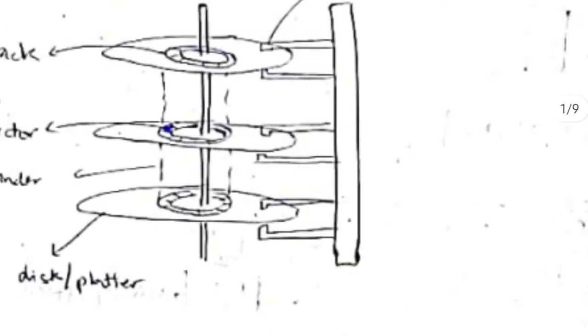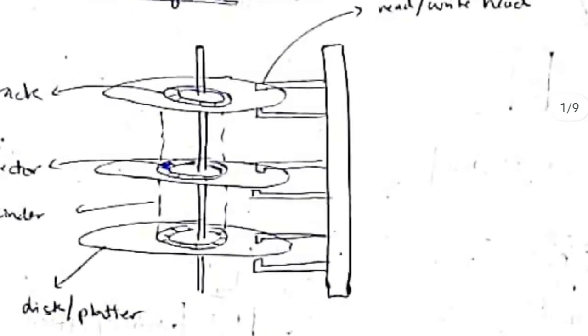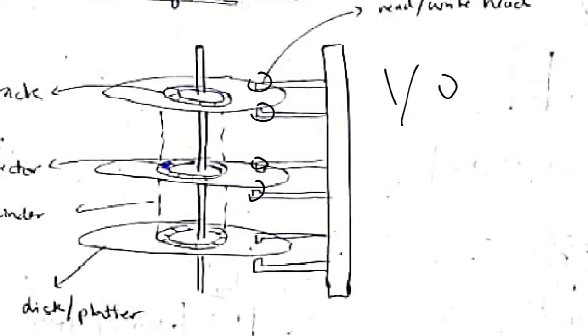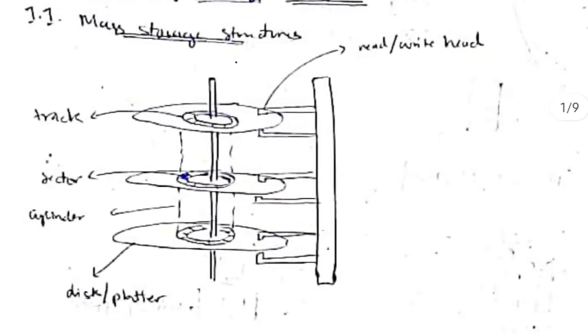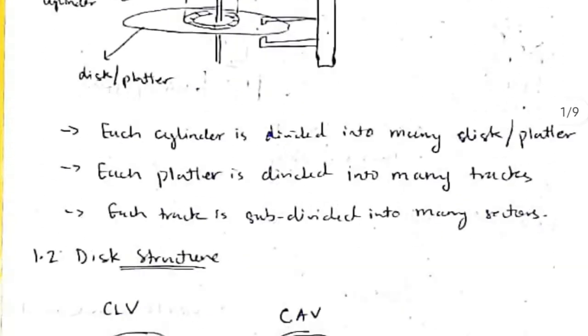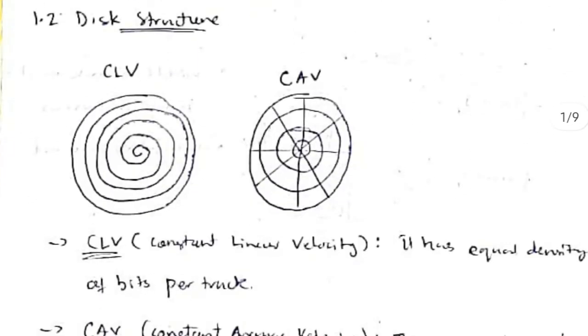And one more thing which we need to know is the read and write head. Okay, these are the heads which are connected to the CD, due to which we can either write or read. Okay, so this is the structure of the magnetic disk secondary storage. Okay, so let's discuss what is a disk structure.